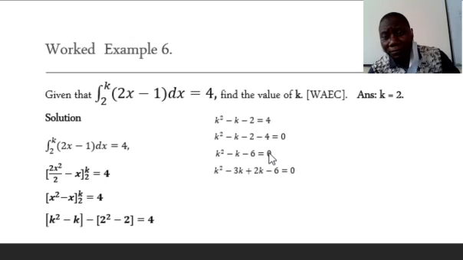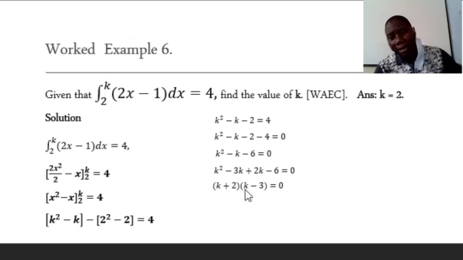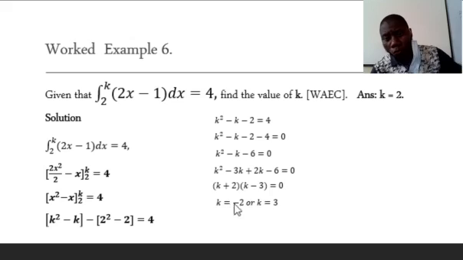Then, if this one is solved as a quadratic, I will have k squared minus 3k plus 2k minus 6 equals 0. And if I factorize what is common, I will have k plus 2 multiplied by k minus 3. With this, I can have k equals minus 2 or k equals 3.